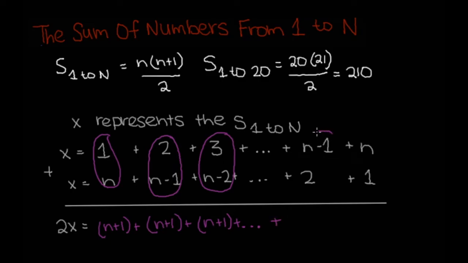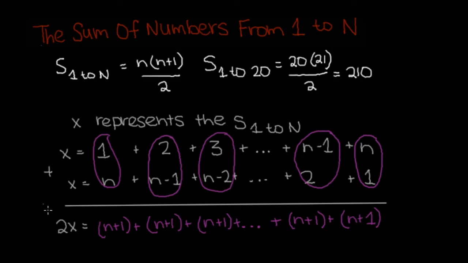And if we go to the end of our series, you'll notice that the pattern continues. n minus 1 plus 2 is n plus 1. And n plus 1 is n plus 1. Well, how many n plus 1 terms do we have? Well, there's n terms in each of the series that we added together. And so, there must be n pairs that add up to n plus 1.